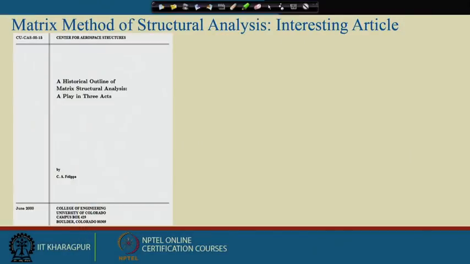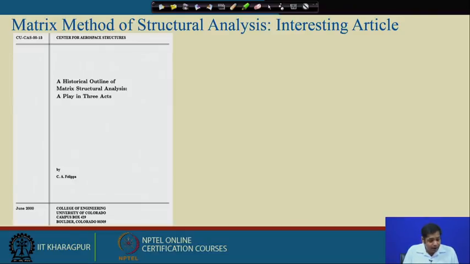If you just Google the history of matrix method of structural analysis, there are many articles you get, but one interesting article I suggest all of you read is the one published in June 2000 by the College of Engineering, University of Colorado. That was the historical outline of matrix structural analysis, a play in 3 acts. The entire history of matrix structural analysis is told as a story in 3 acts. Okay, so it is an interesting read. Please go through that if you are interested.